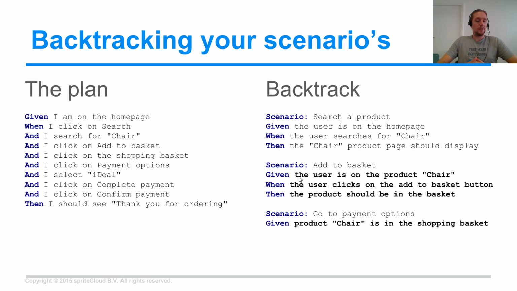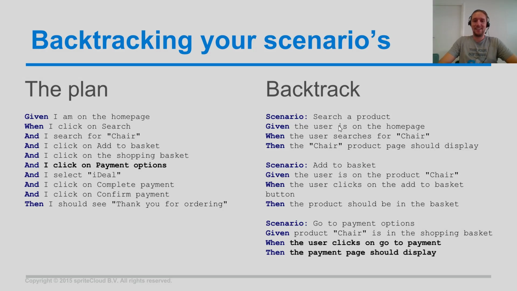So you probably already see where this is going. We keep on repeating previous scenarios in our precondition, and then we continue with one action to execute and a confirmation of what made that action successful. So in this case, given product chair is in the shopping basket, which repeats the last scenario, which repeats the scenario before that. After that, the user clicks on go to payment and then the payment page should display.